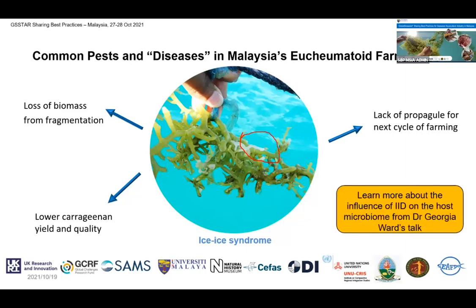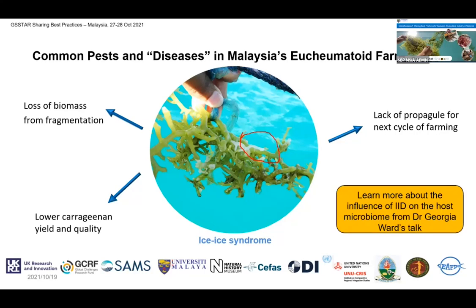For mitigation, farmers are advised to cut off the ice-affected parts, which are then disposed of on land rather than in the water surrounding the farm. This is to avoid spreading of the disease to other parts of the seaweed or to neighboring seaweeds.